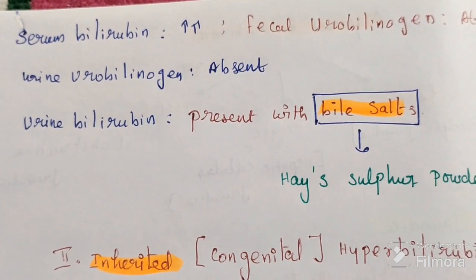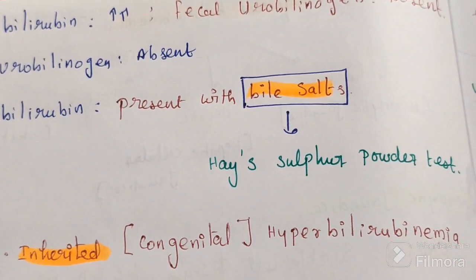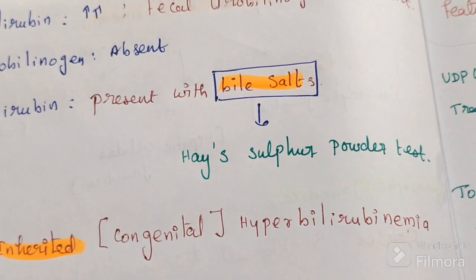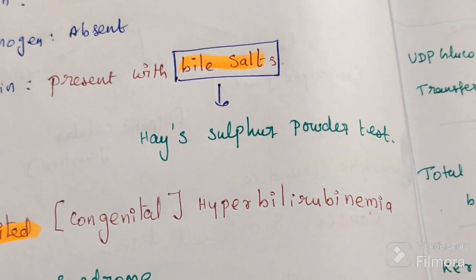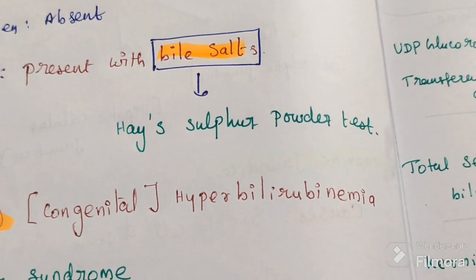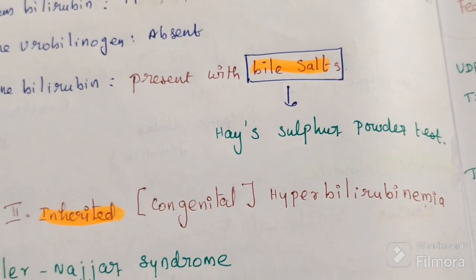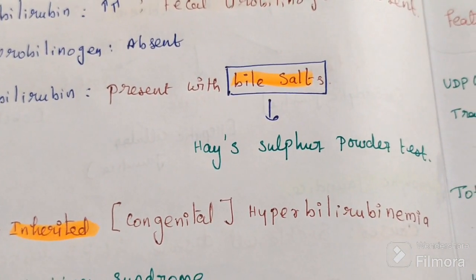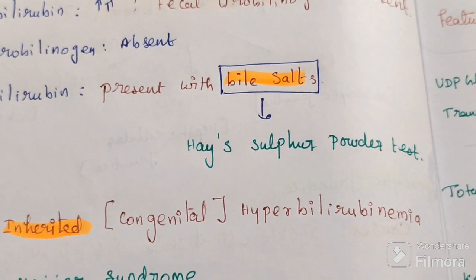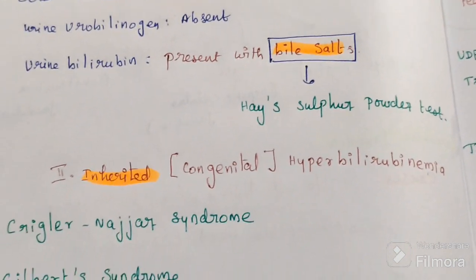Bile salt is present in urine only in obstructive jaundice, and there is one test available to detect bile salt in urine. That test is called Hay's sulfur powder test. Hay's sulfur powder test is the specific test to identify the presence of bile salt in urine, along with absence of urobilinogen in urine and feces.